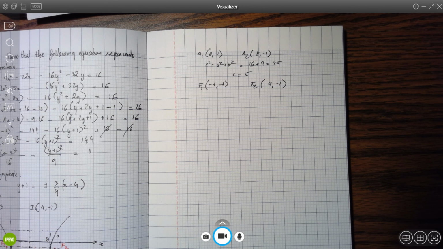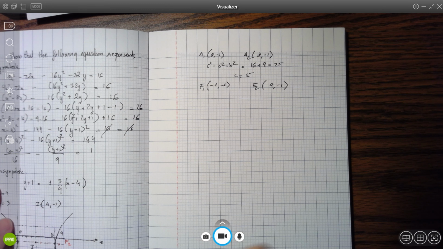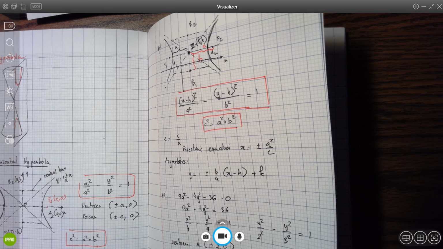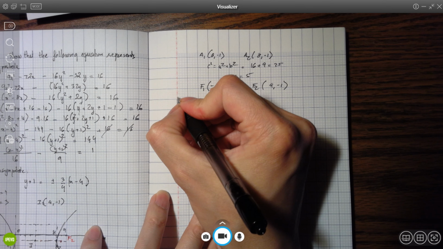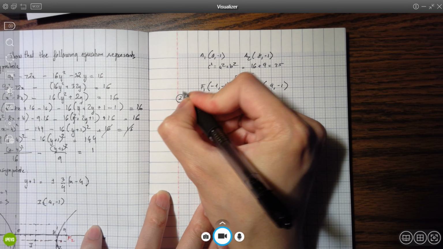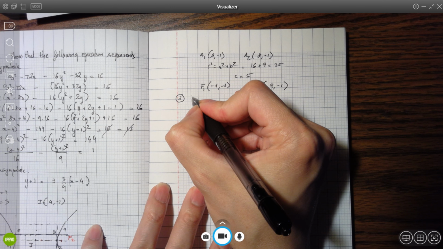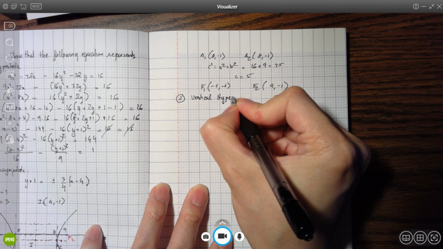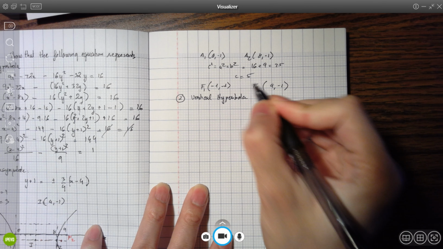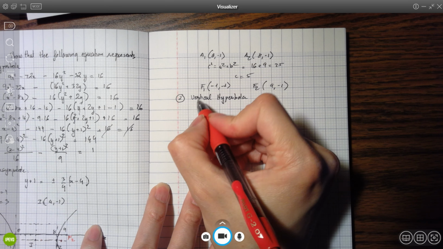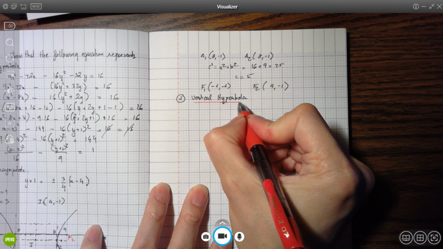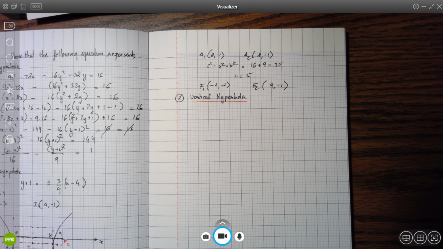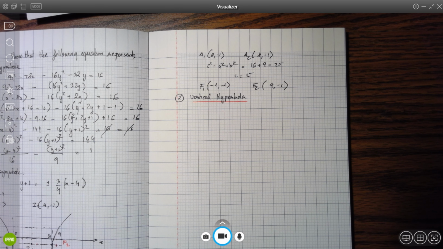All right, so the second part is about vertical hyperbola. I will tell you what is the difference between horizontal and vertical hyperbola. You look at the equation, you know right away.